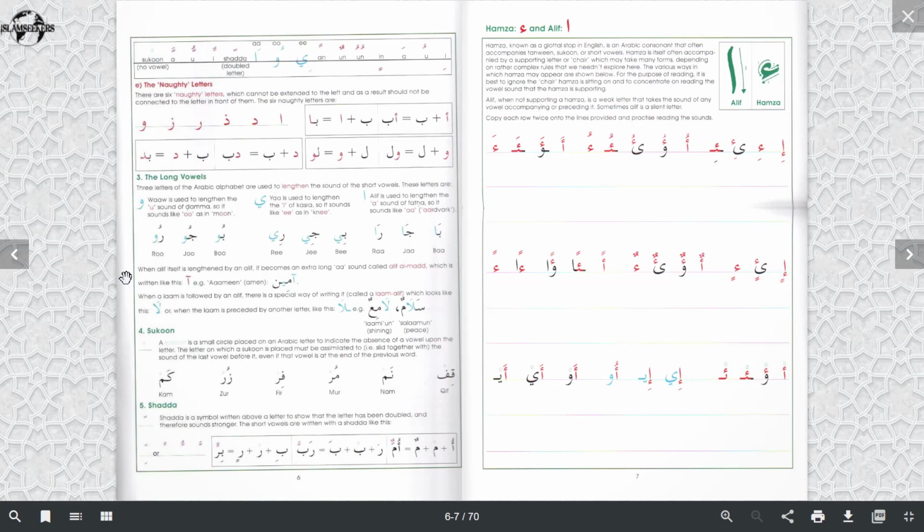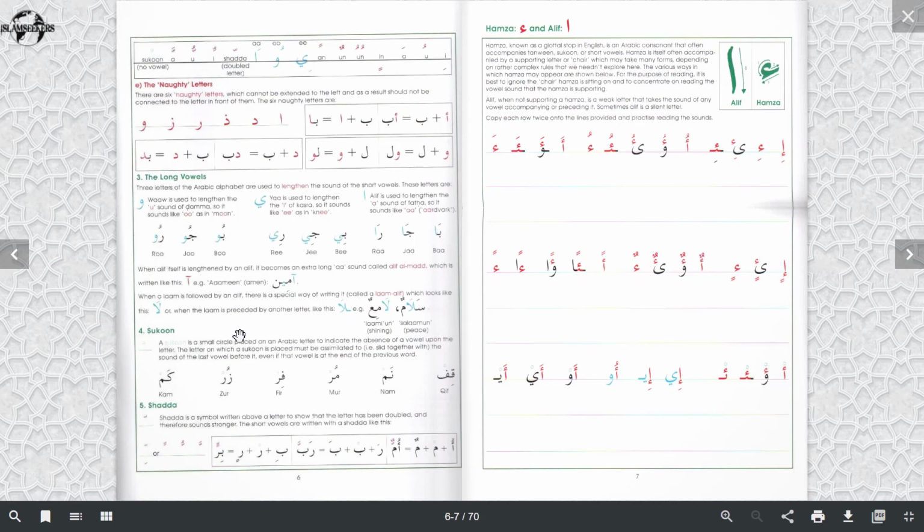When Alif itself is lengthened by an Alif, it becomes an extra long A called Alif al-Mad, such as in the word Ameen. When a Lam is followed by an Alif, there is a special way of writing it called Lam Alif, such as in the words سلام meaning peace and لامع meaning shining.